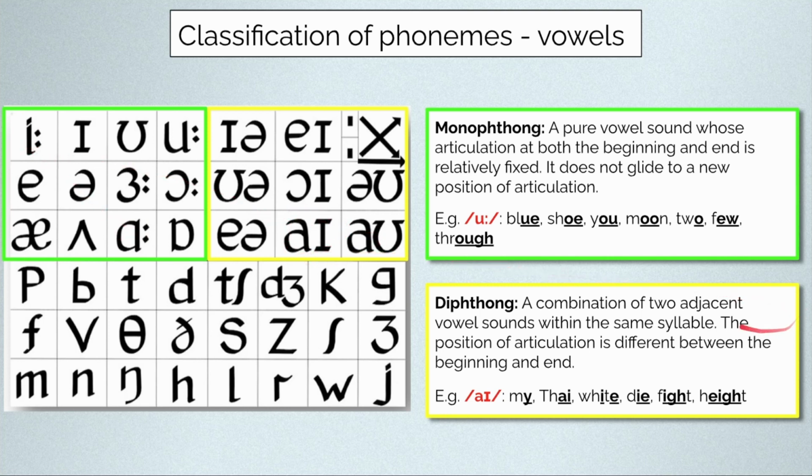So that's what we mean here. The position of articulation is different between beginning and end. It glides between them. And some examples: my, tie, white, die, fight, height. Again, you don't need to write the words, you just need to write the sound here as your example.